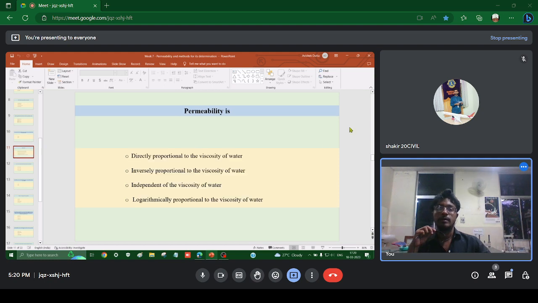Permeability is, the options are directly proportional to the viscosity of water, inversely proportional to the viscosity of water, independent of the viscosity of water, logarithmically proportional to the viscosity of water.